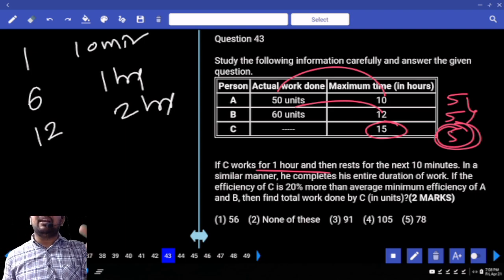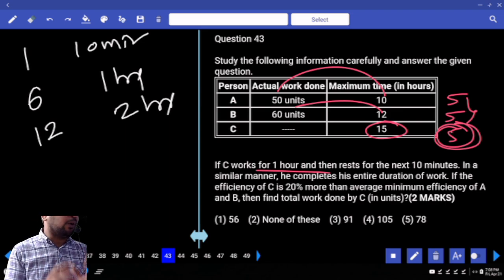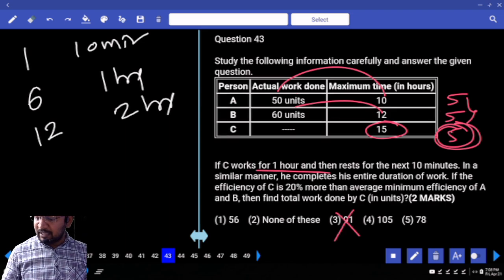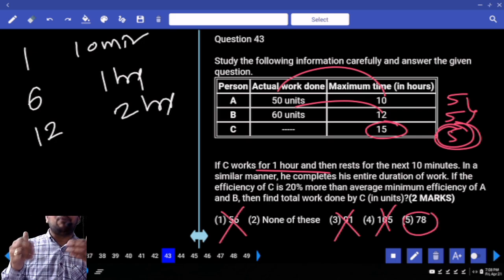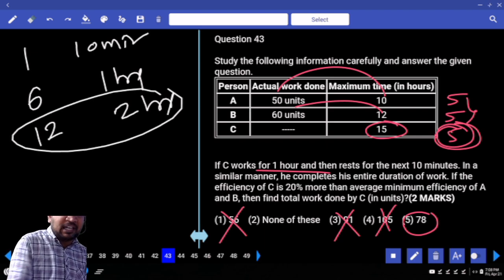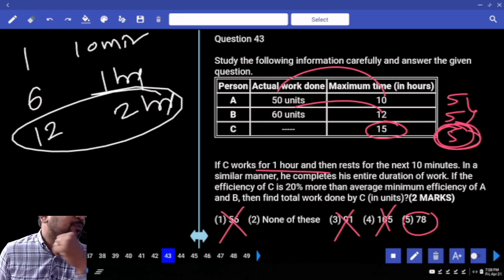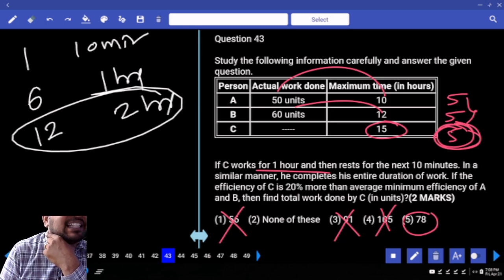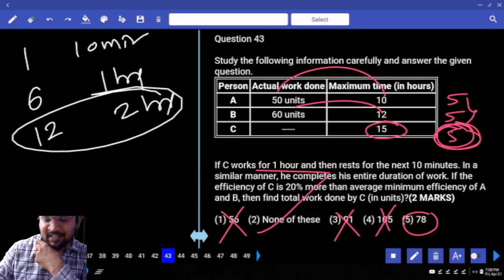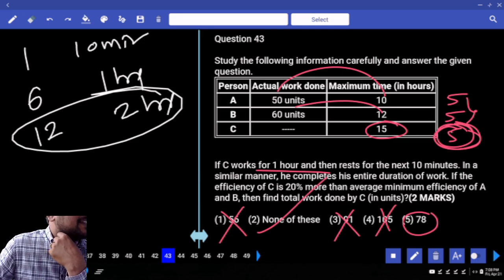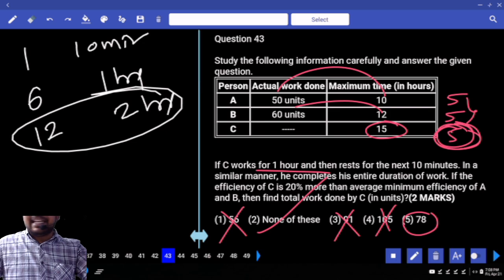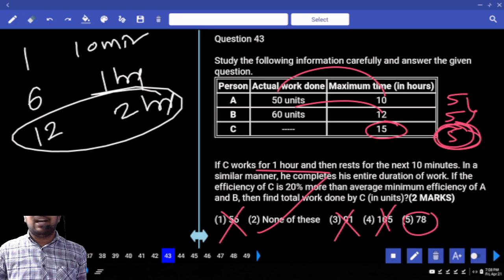Our answer should be a little bit more than 70. It's very close to 70. Which option is there closer to 70? Not 78. If you go for the next hour, these 14 hours are completed. Next hour C's efficiency is how much? 5. Together it is 75. Our answer is less than 75. More than 70, less than 75. Which option is there? None of these. 78 is not possible. But the entire work is also not possible, because after working for 1 hour, the rest time of 10 minutes is there. Are you clear?